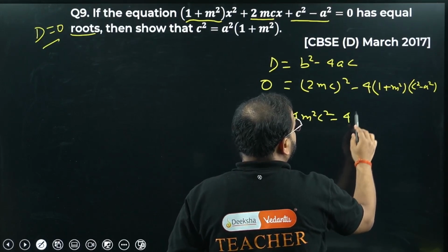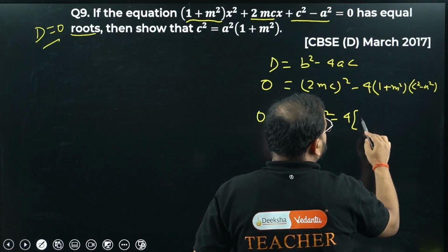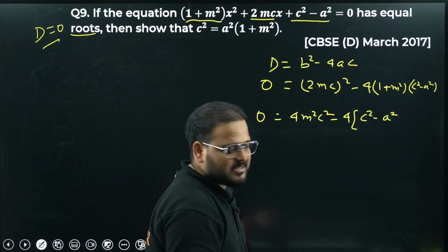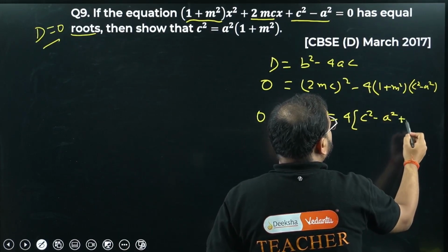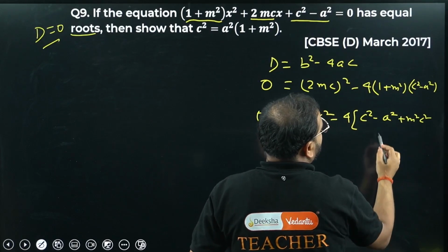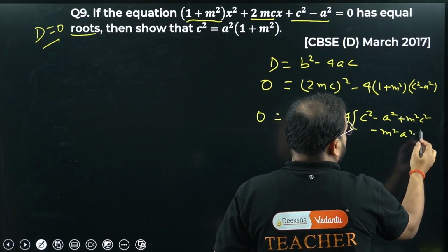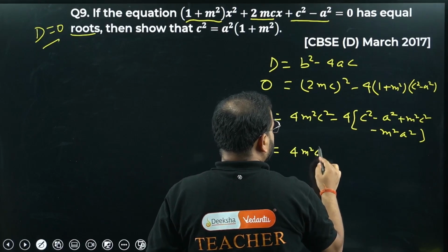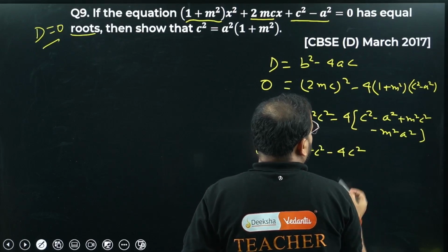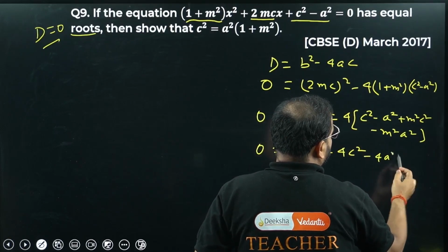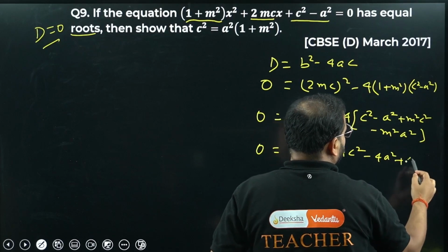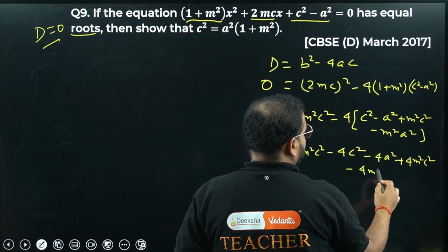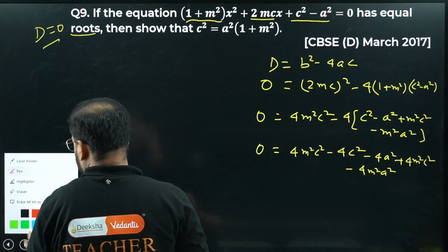Expansion of this side, please expand. 1 with c square, so c square minus a square, correct? 1 with c square is c square, 1 with minus a square is minus a square. Multiply m square with c square, so plus m square c square minus m square a square. Now expansion please. What do I get? 4m square c square minus 4c square, minus 4a square plus 4m square c square minus 4m square a square. Please have a look.